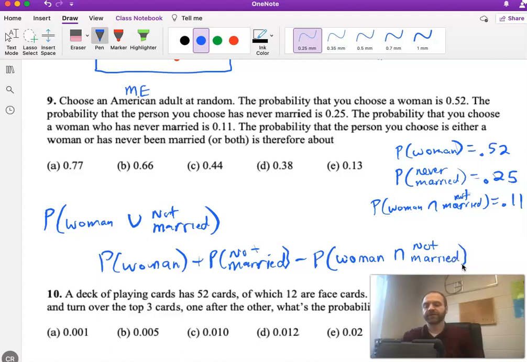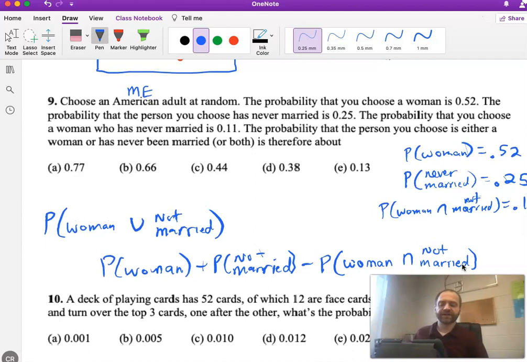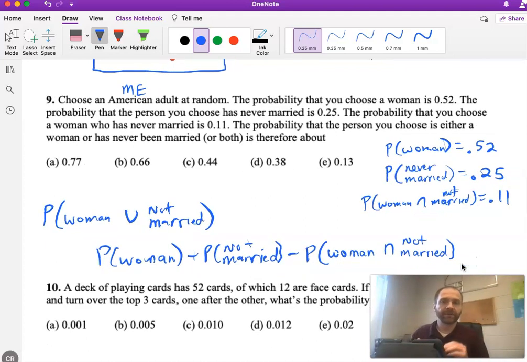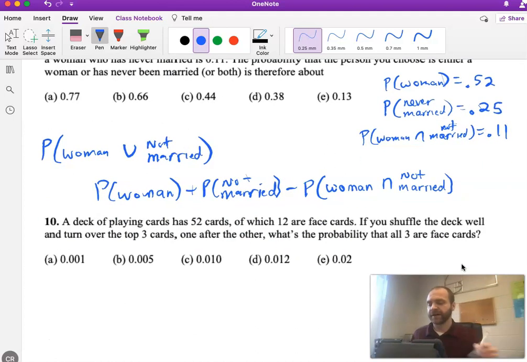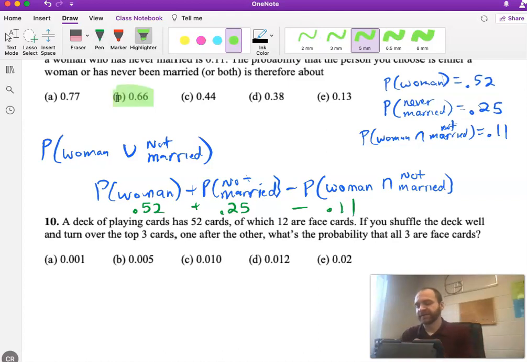So I'm going to do those probabilities on it. Let's try this out. We're given the probability of woman, we're given the probability of not married, and we're given the intersection. That's what I outlined for the prompt. So I'm going to take 0.52, add 0.25, and subtract 0.11. In that case, I will get 0.66. Yay, I have the right answer.